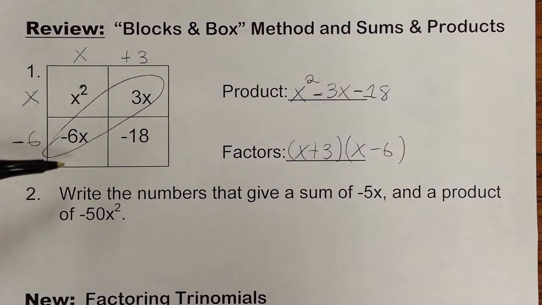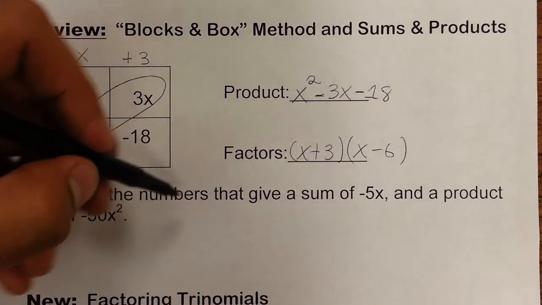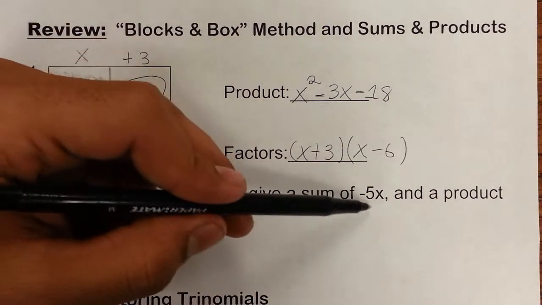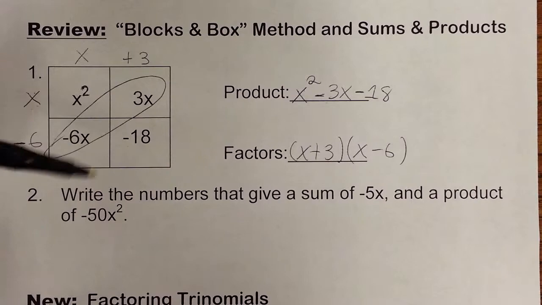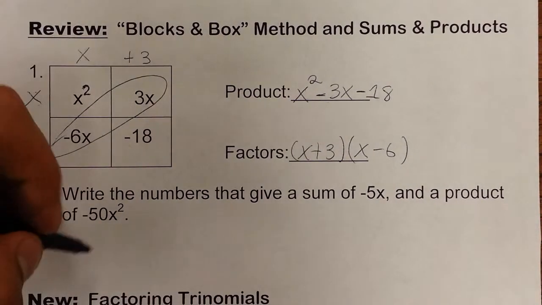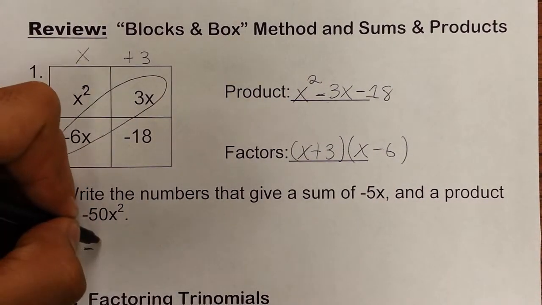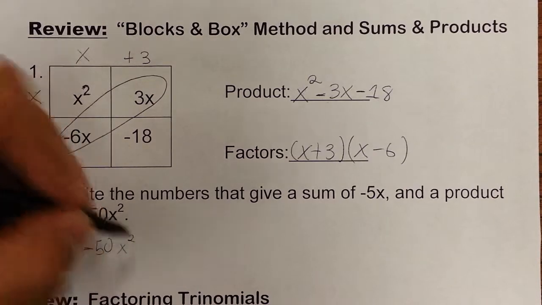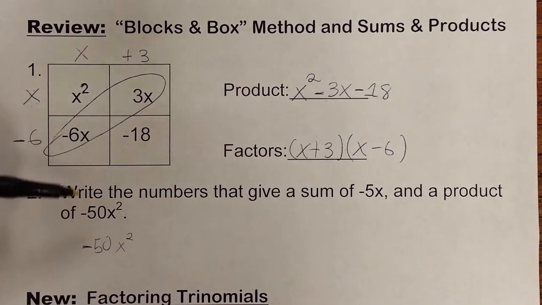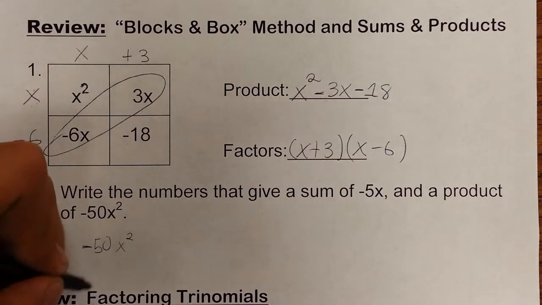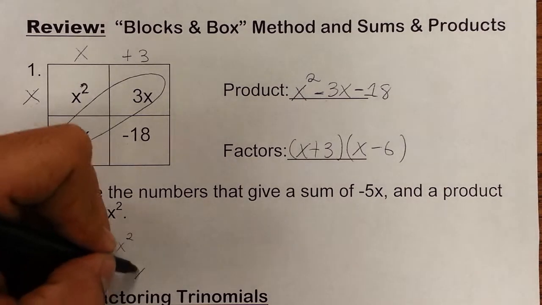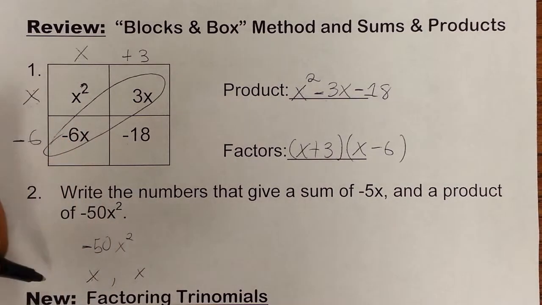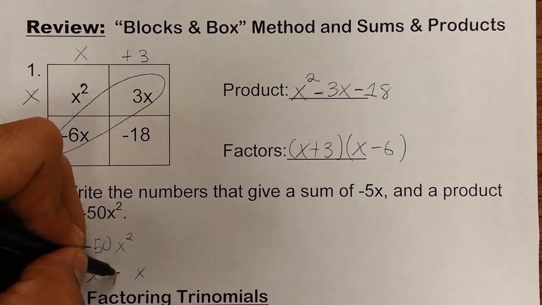For number 2, we're looking at our sums and products. We need to find two expressions that give a sum of negative 5x and a product of negative 50x squared. So let's look. If we have a negative product, that means our two expressions are going to have different signs. One of them is going to have to be positive, one of them is going to have to be negative. They're both going to have x's. One will be positive, one will be negative.